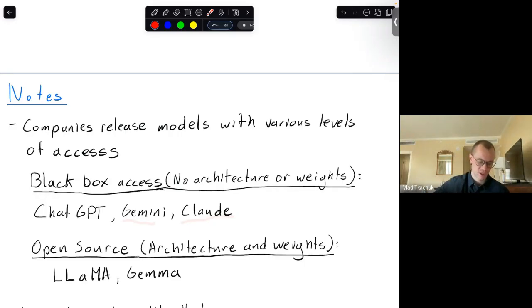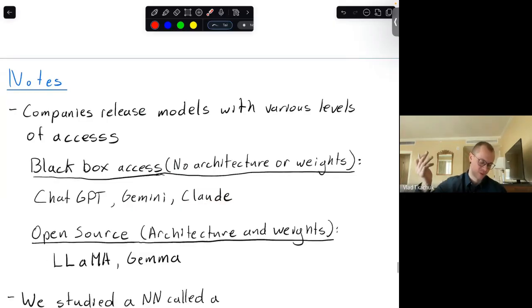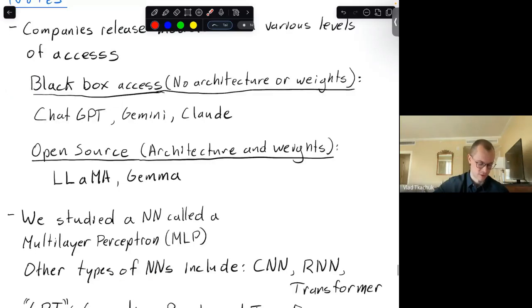And then there are other companies or language models that give you open source releases. That means they'll actually tell you the architecture and the weights, and you can further change the weights if you want. Examples of this are Llama, which is by Meta, and Gemma, which is by Google DeepMind, their smaller version of their language models, which are open source. Okay, so that's the thing to know.